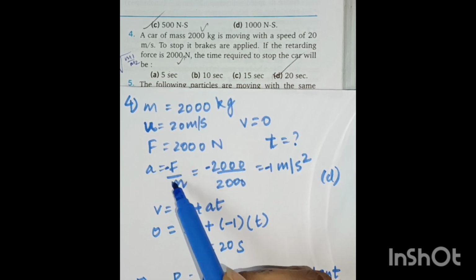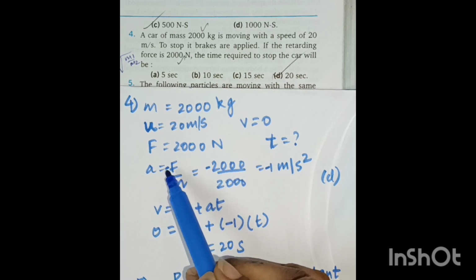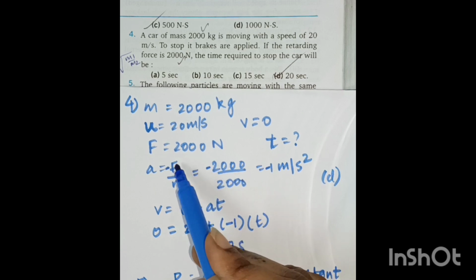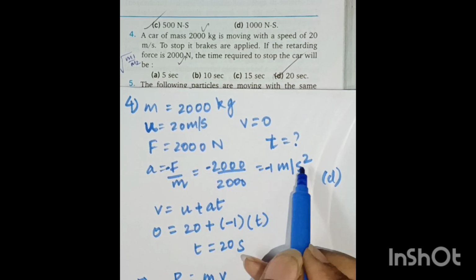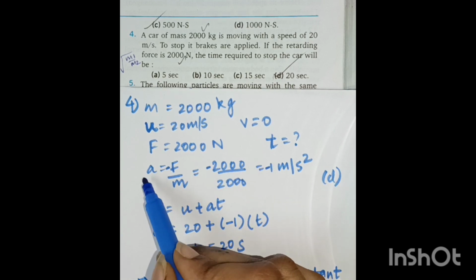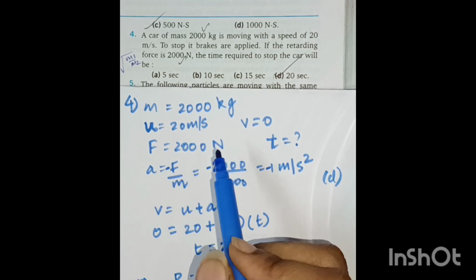Acceleration is equals to force by mass. Why have I taken minus sign? Because it is retarding force, so I have taken minus. So minus force is 2000 Newton, mass is 2000 kilogram. So it is minus 1 meter per second square. So this is the acceleration and they are asking the time.